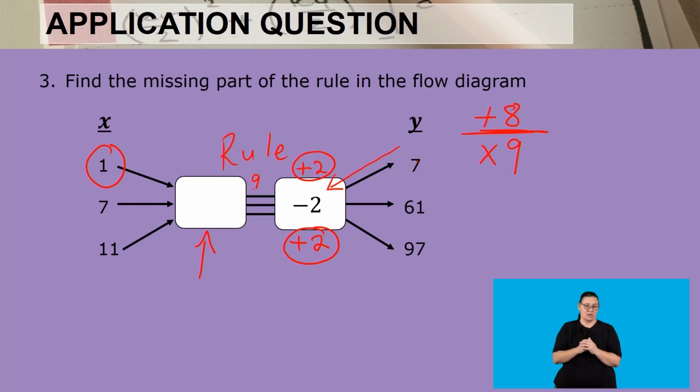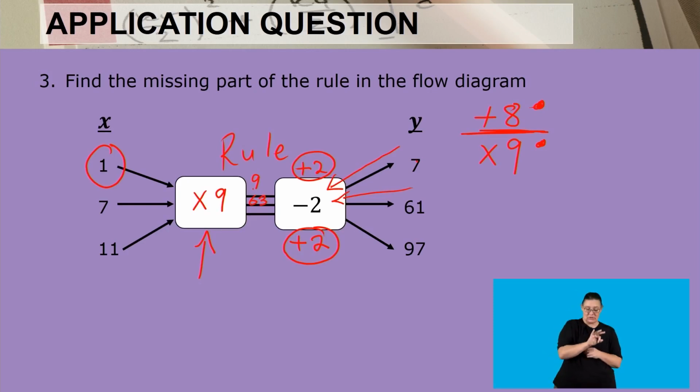So let's take 61. When we take 61 and use the additive inverse of negative 2, we are going to add 2 to 61. That is going to give us 63. Now from 7, will we get 63 by adding 8? Absolutely not. Will we get 63 by multiplying by 8? Yes, that is correct. Sorry, by multiplying by 9. So from 7, when we multiply by 9, we do get that 63.